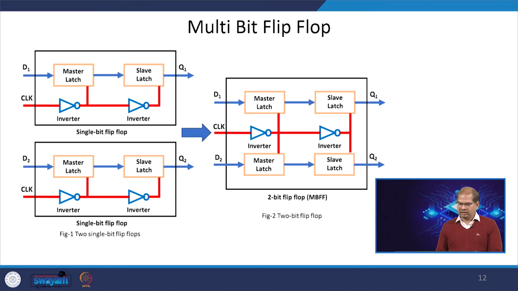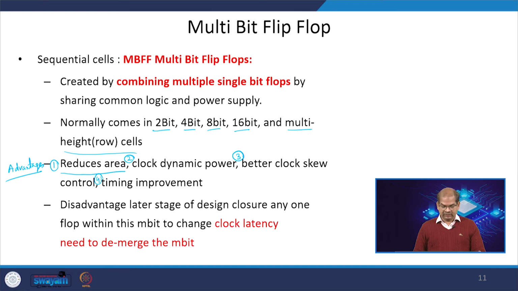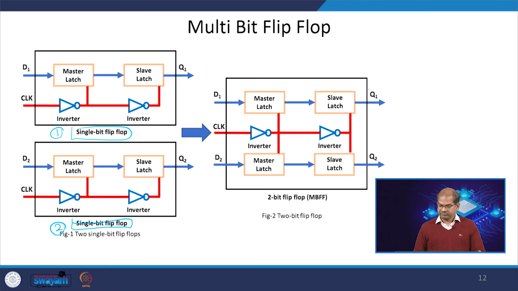So, this is basically how the multi-bit flip-flop looks. Here there are two single bit flip-flops, this is the first one and this is the second one. Then they are combined to create a 2-bit flip-flop. If you can see here, the clock is going to all of them together, so the dynamic power is reduced and the area is also reduced. You have two data inputs D1 and D2, a clock pin, and two outputs Q1 and Q2. So, this is the architecture of a multi-bit flip-flop.